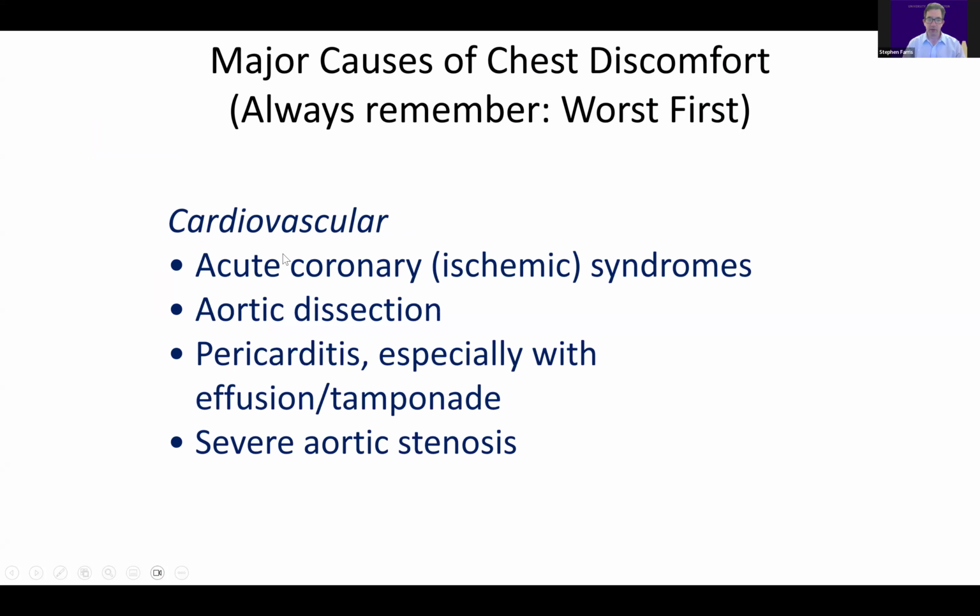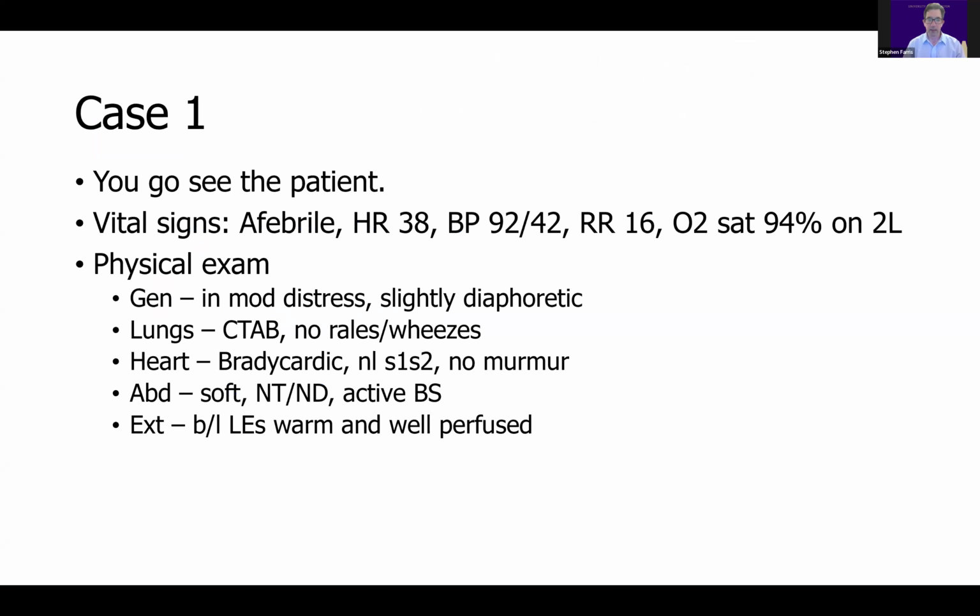Is this an acute coronary syndrome, a dissection? Maybe it's pericarditis. Or is this just progression of their severe aortic stenosis and they're getting unstable? Maybe they're admitted with decompensated heart failure from severe aortic stenosis, working up for a valve replacement.